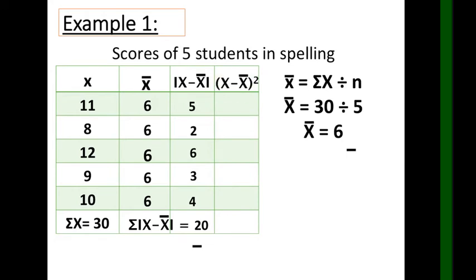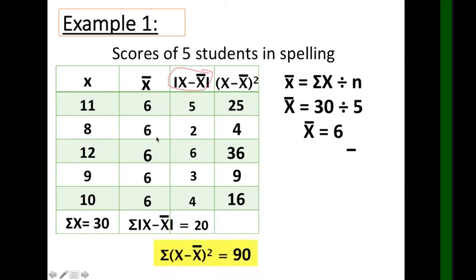Now let's have the next one. We have x minus mean squared, meaning to say you're going to square your answer here. So that is 5 times 5 is 25. 2 times 2 is 4. 6 times 6 is 36. 3 times 3 is 9. And 4 times 4 is 16. Next, get the total. And you will get the summation of x minus mean squared equals 90.